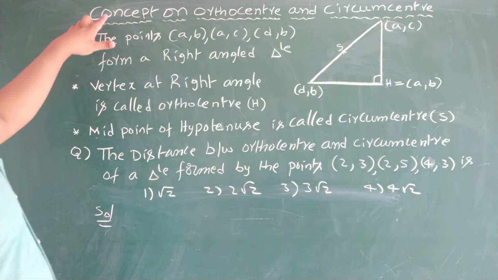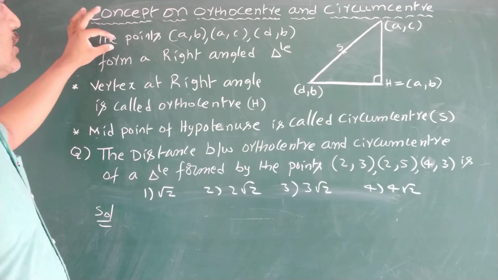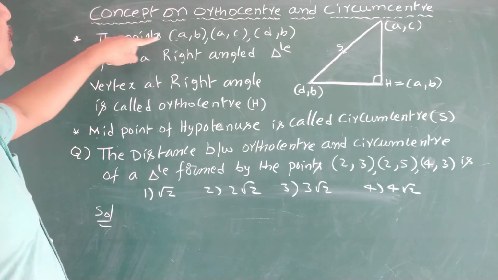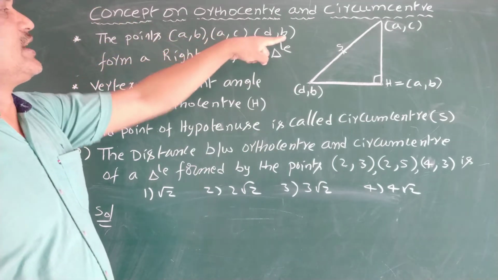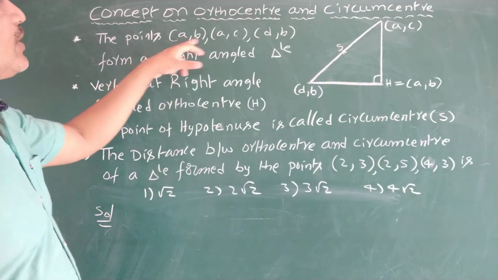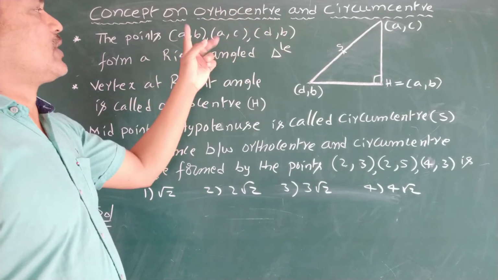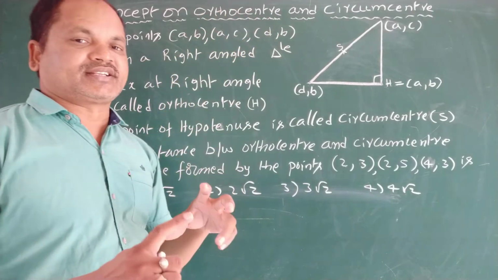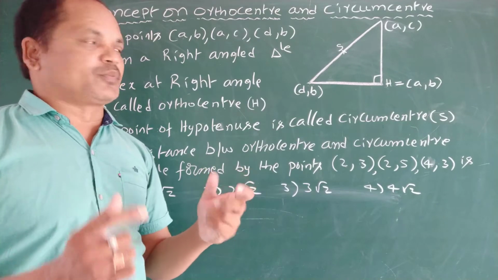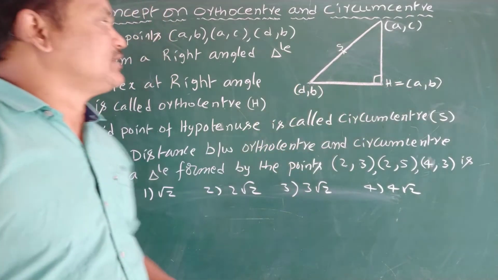Observe here the concept of orthocenter and circumcenter. In a special case, the points (a, b), (a, c), (d, b) form a right angle triangle. From the given points, we have to observe that the y coordinates are equal for 2 points. If y coordinates are equal, then the line joining the 2 points is parallel to the x axis, that is, a horizontal line.